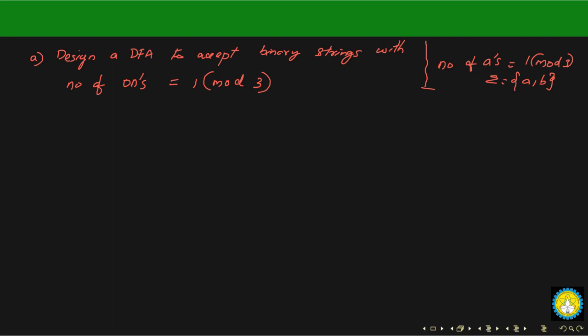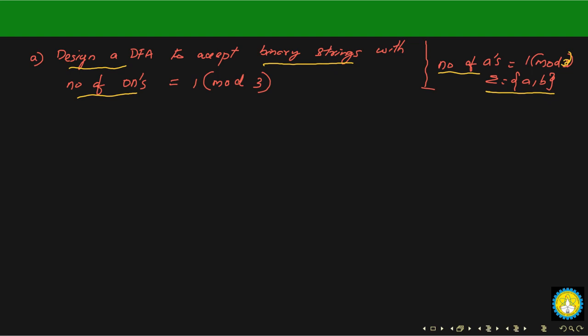In this question, we are asked to design a DFA to accept binary strings with number of ones equivalent to 1 mod 3. This question can be slightly modified. Suppose your alphabet set is A and B, then you can also be asked about number of A's equal to 1 mod 3. So the question can be modified.